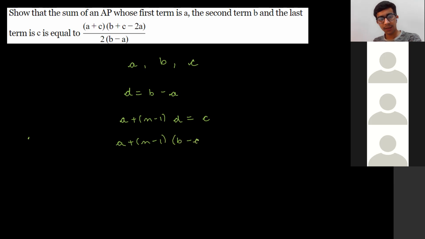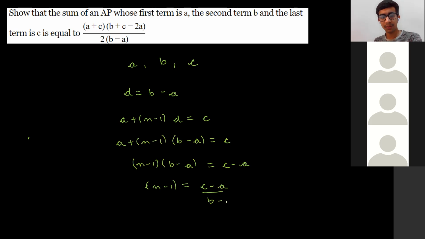So N minus 1 times B minus A is equal to C, or rather N minus 1 times B minus A will be equal to C minus A. And from here we have N minus 1 as C minus A divided by B minus A. So N will be equal to C minus A upon B minus A plus 1, right?